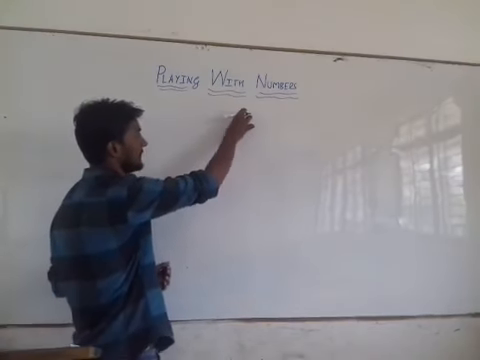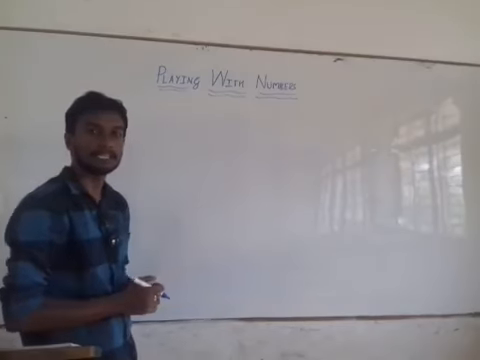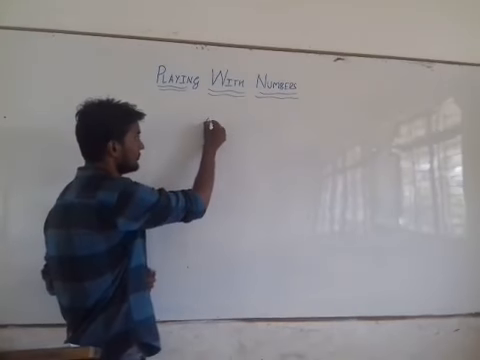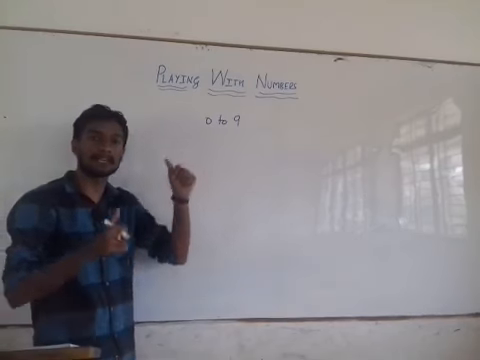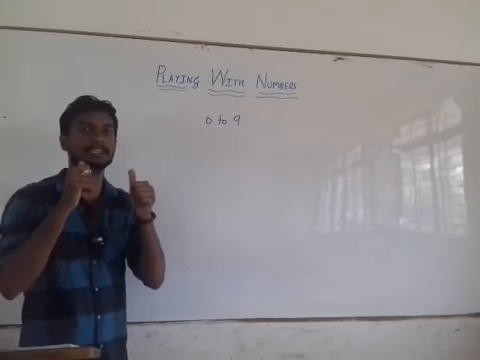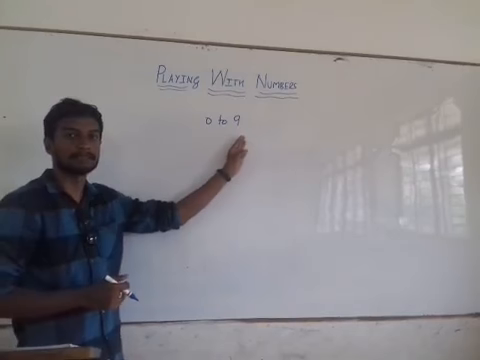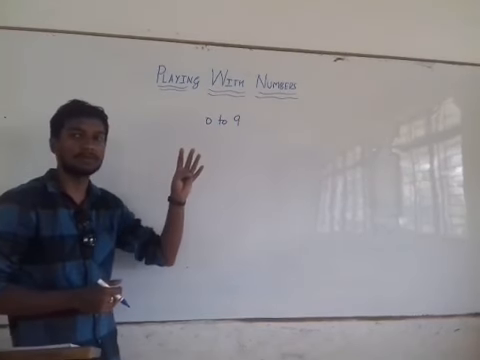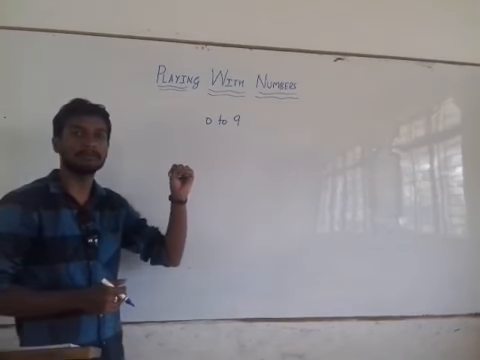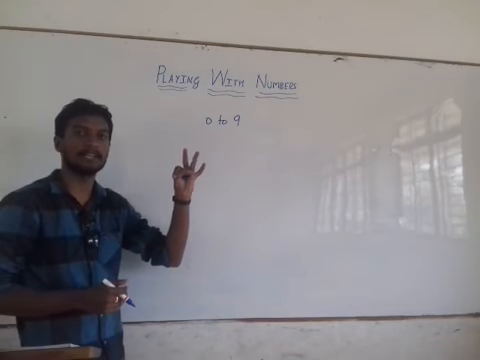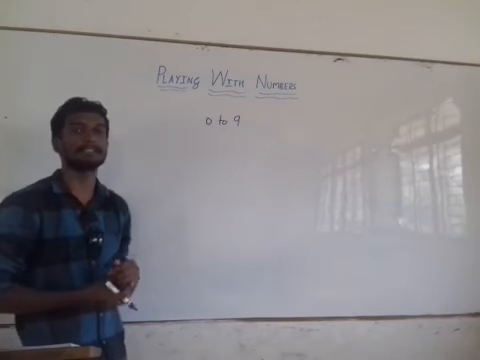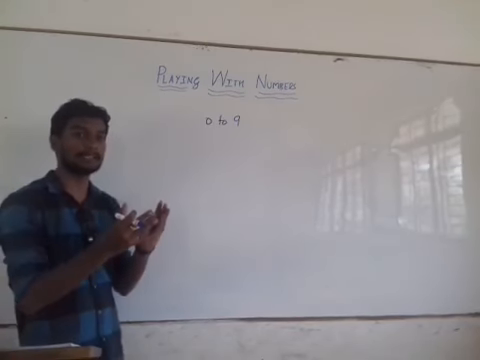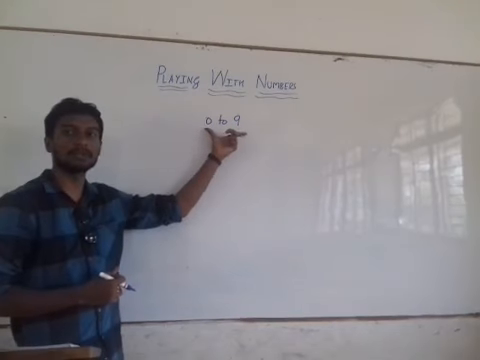How do you write a number? You write a number using the digits from 0 to 9. From 0 to 9 there are 10 digits. Using these 10 digits you are writing a number. Those digits are 0, 1, 2, 3, 4, 5, 6, 7, 8, 9. So totally using these 10 digits we are writing numbers. All the numbers will come in between these 0 to 9.